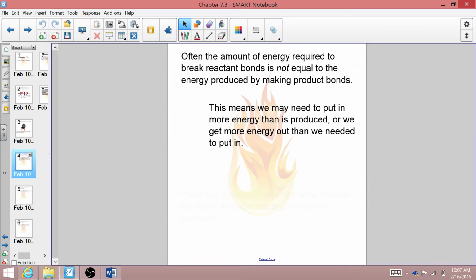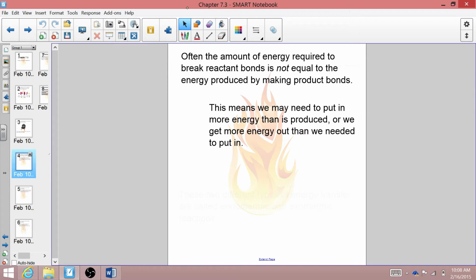So, like I said, the amount of energy required to break the reactant bonds is not always equal to the energy produced by making our products. In fact, they are hardly ever equal. And this may mean sometimes we need to put in more energy than we get out, or sometimes we get out more energy than we needed to put in.